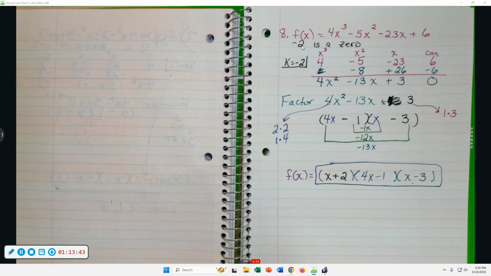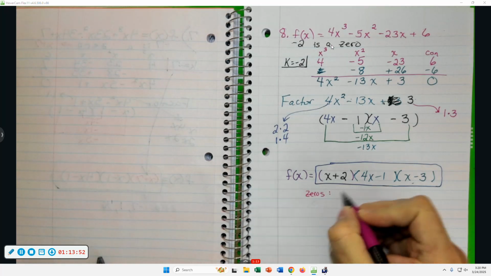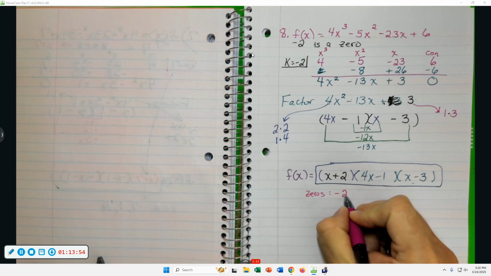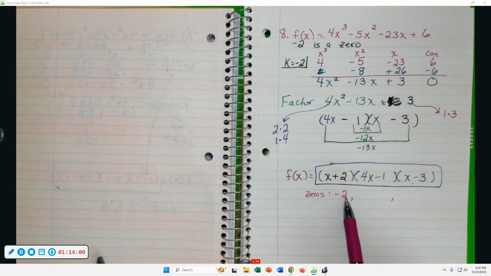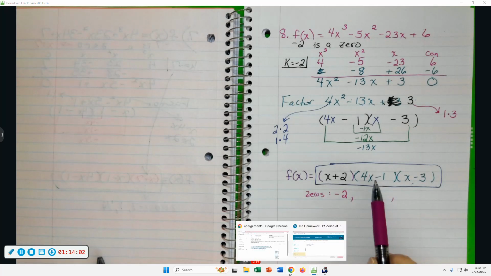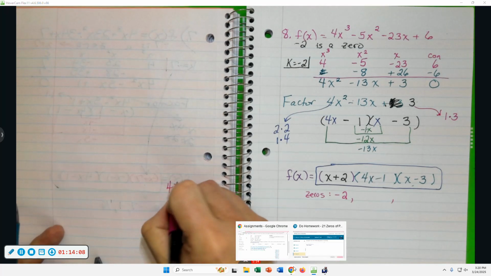We know one of the zeros automatically is negative 2. How many zeros do we expect to have? It's a third degree polynomial. So how many zeros do we expect? 3. We already know 1. Can you tell me the other 2? How would we solve this for 0? Positive 1/4, I agree.